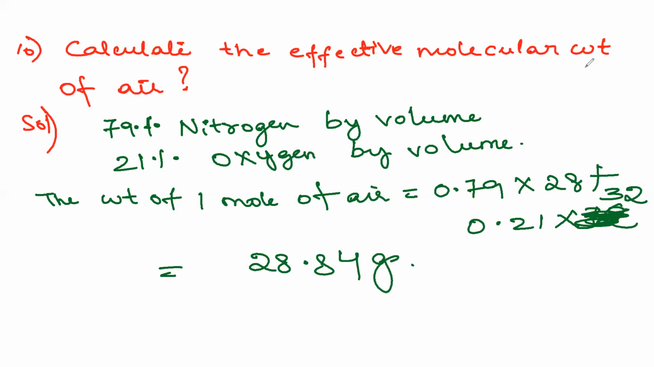How did you get this? Again, I'm repeating: 79% nitrogen by volume, 21% oxygen by volume, because air is a homogeneous mixture of gases, nitrogen and oxygen. So the weight of 1 mole of air is equal to 0.79 into 28. How did you get 0.79? Because 79 by 100 is 0.79, and 21 by 100 is 0.21. So we are converting percentage into fraction by volume. So 0.79 into 28 plus 0.21 into 32 is equal to 28.84 grams.